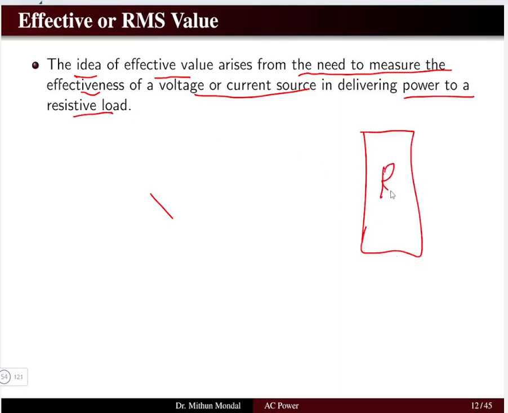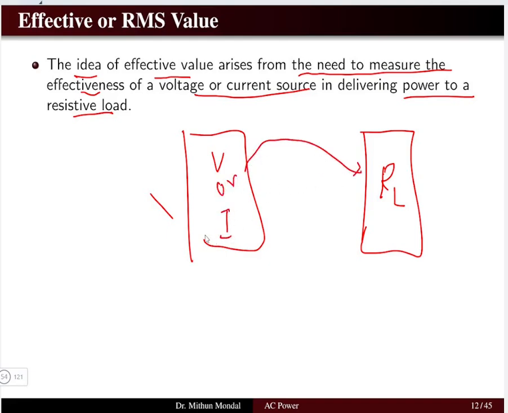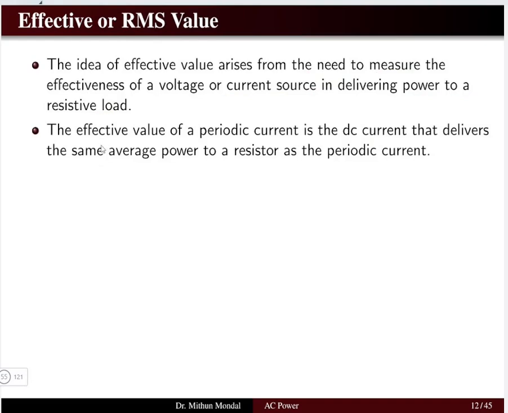If you have a resistive load RL, you have a source, either voltage or current, then what is the effectiveness or impact that this voltage or current source has in delivering power to the resistance? Now remember, these voltage and current are AC quantities. These are phasors. And this is the load resistance. We are not dealing with ZL, we are dealing with only RL. So the effective value of a periodic current, or voltage, is the DC current that delivers the same average power to a resistor as the periodic current.